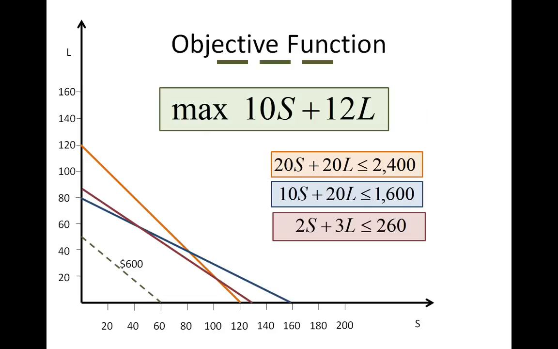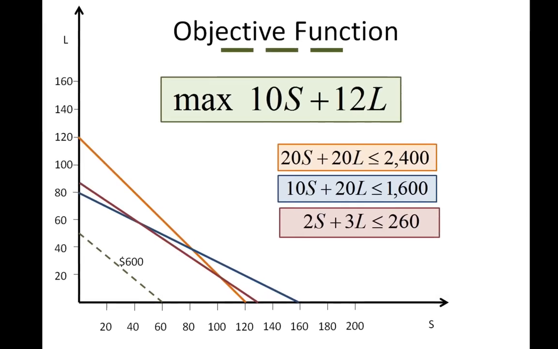Finally, the objective function. Maximize 10S plus 12L. For example, if we wanted to generate $600 of profit, we could produce 60 small vases. Or we could produce 50 large vases and we would also make $600 of profit. Again, combining those extreme points gives us the $600 profit function.